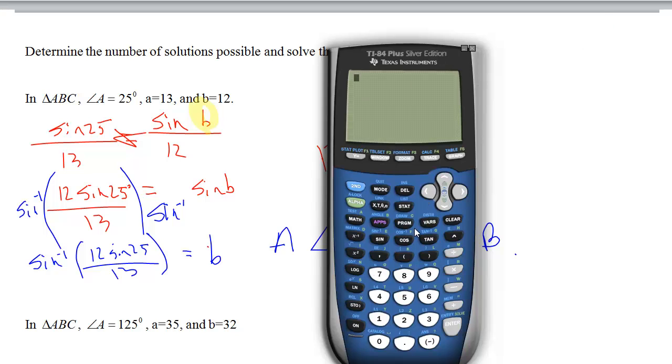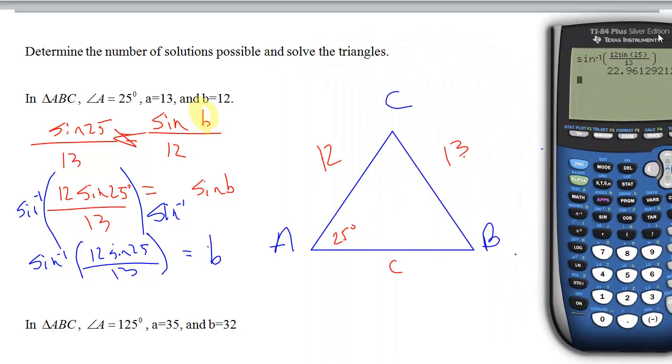Okay, so we'll put that in, and we'll take the inverse sine of 12 times the sine of 25 degrees over 13. And we have 22.96. So what we just found was angle B, 22.96.